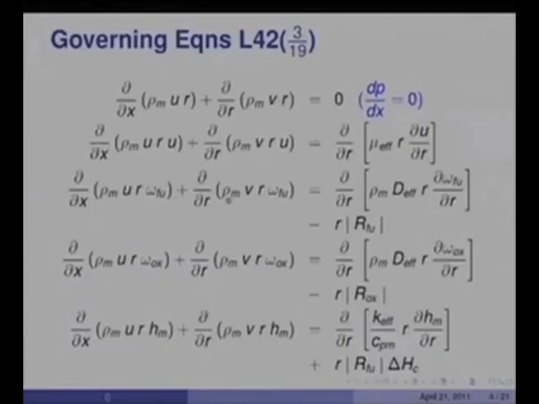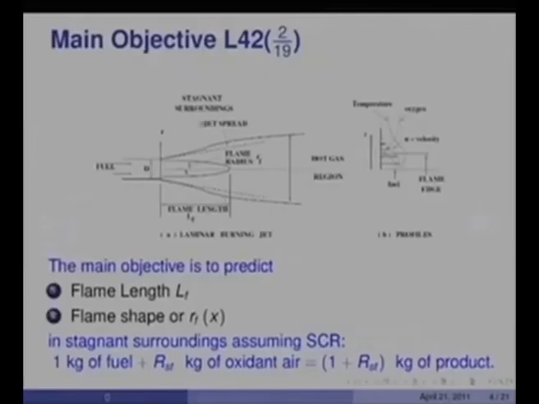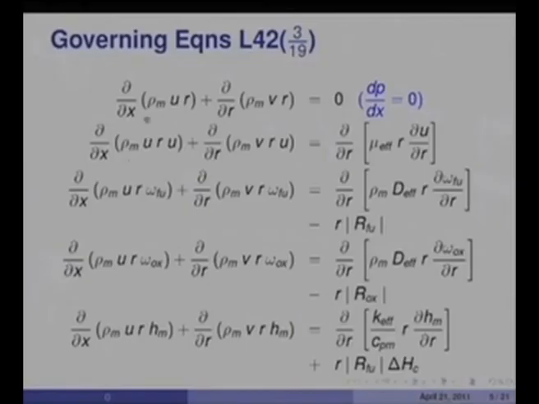Because this is an axisymmetric case, a round jet, the continuity equation without constant properties would look like d by dx of rho_m u r plus d by dr of rho_m v r equal to 0. Of course, in a free jet like that, the pressure gradient term is 0. So in the momentum equations you do not see any pressure gradient term. You have simply convection terms and a diffusion term according to the boundary layer approximation.